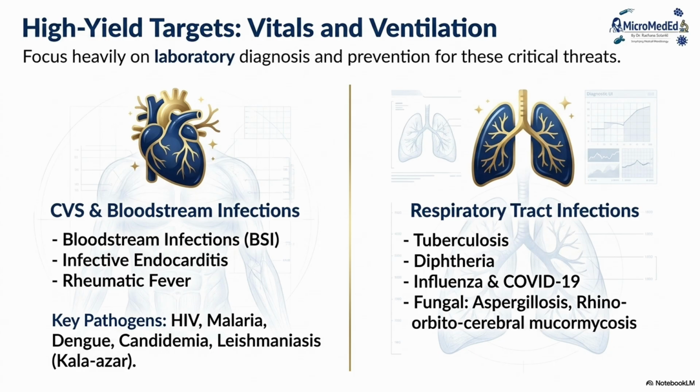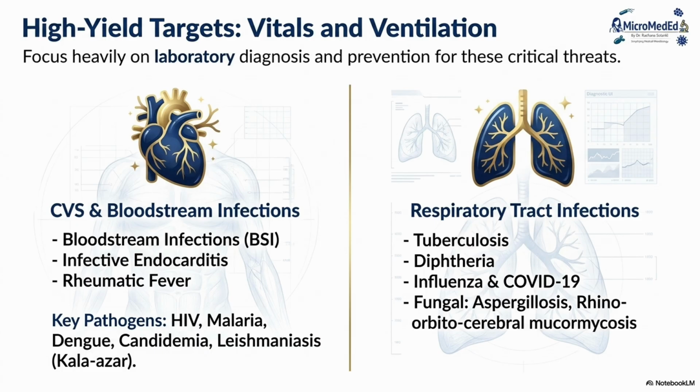Now let's discuss system-wise what you have to learn. In CVS and bloodstream infection: how to send the blood culture, what the clinical manifestations are, how to process, everything is mentioned. Infective endocarditis and rheumatic fever. The key pathogens that are frequently asked are HIV, malaria, dengue, candidemia, leishmaniasis.